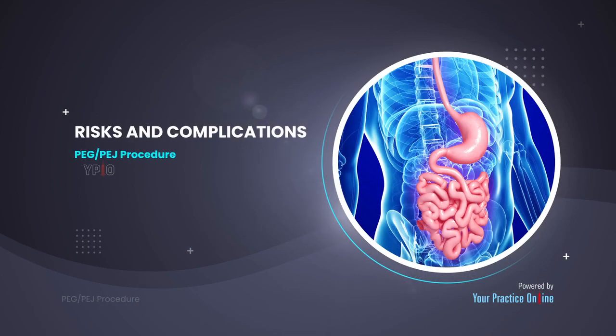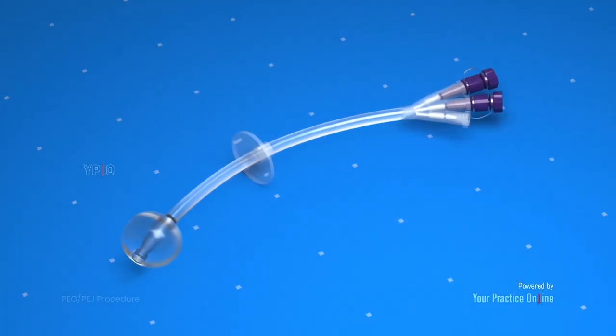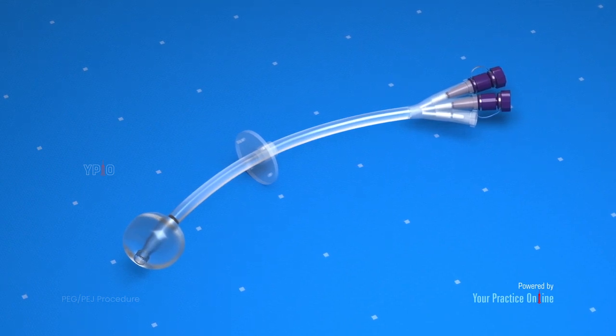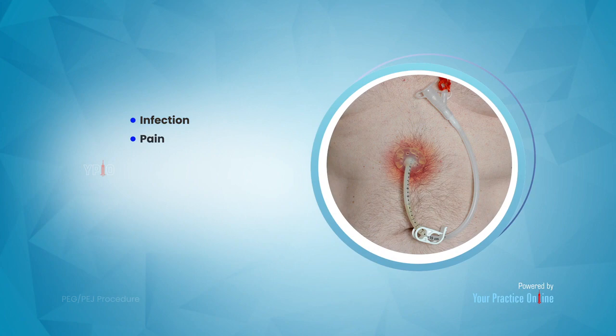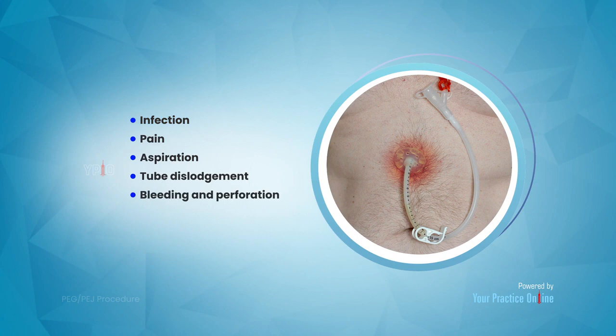Risks and complications. Risks and complications of a PEG or PEJ tube insertion include infection, pain, aspiration, tube dislodgement, bleeding and perforation, leakage around the tube.